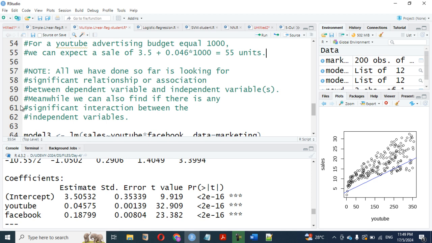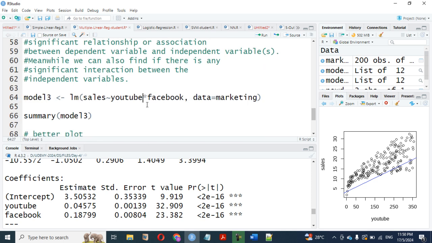So, for example, all we have done so far is look for the significant relationship or association between the dependent variable and the independent variable or variables. Meanwhile, we can also find if there is any significant interaction between the independent variables we have used so far, which are our x-axis: YouTube, Facebook, and newspaper. Do they interact significantly? We can do that by changing our plus here to times.